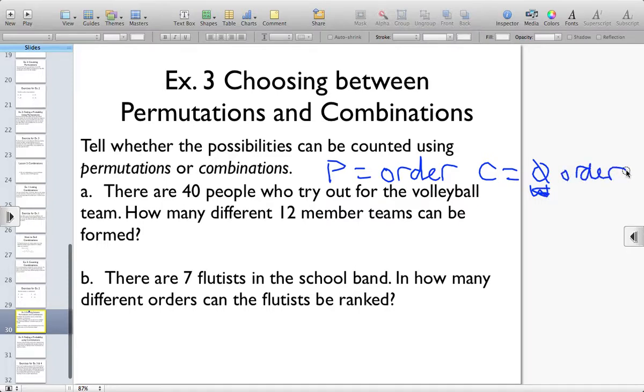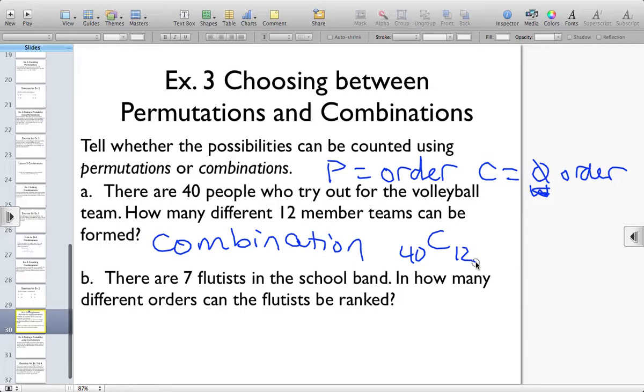Okay, so for example, there are 40 people who try out for the volleyball team. How many different 12-member teams can be formed? So we're counting the possibilities of these forming. Now, again, does it matter on the order? If I take 12 boys this way and 12 boys that way, it's going to be the same team. You can tell I chose this based upon my own coaching experience. So since order doesn't matter, we would use combinations to find this. The way you would set that up is 40C12. Plug that into your calculator to figure it out. I'm not going to do that, the question didn't ask for it.